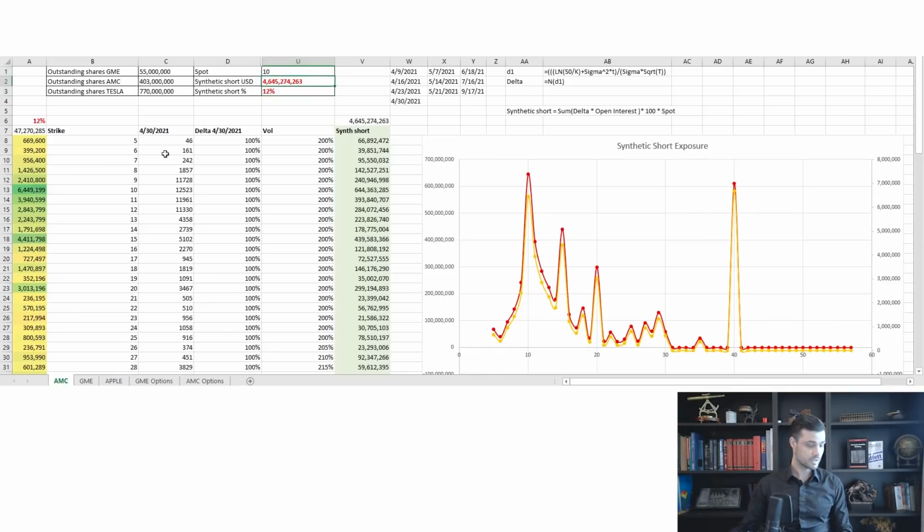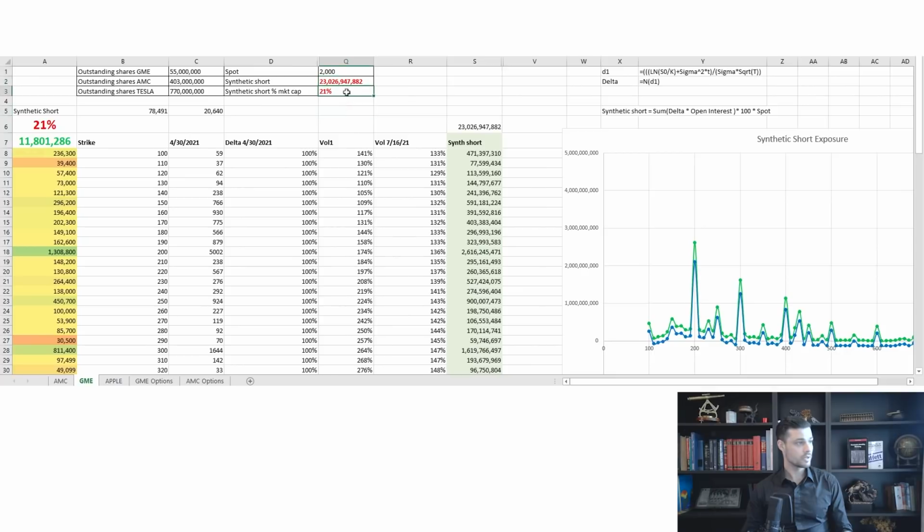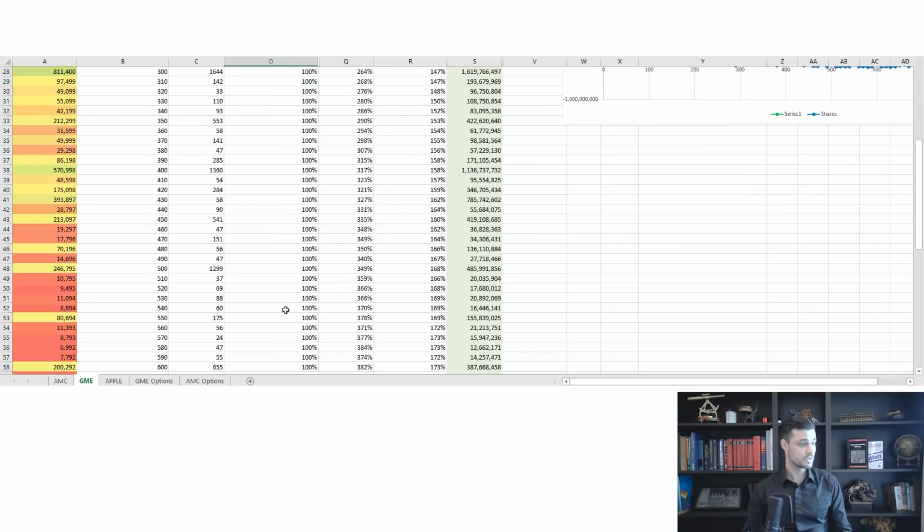Okay, let's do the same stuff for Gamestop. For now we have 5%, so it's similar: 5% of synthetic short interest on Gamestop. But if Gamestop goes to, I don't know, 2000, so I'm taking obviously some very crazy prices because I want to make all this delta equal to 1, then we're going to have the 21% that you find here because all the options are deep in the money.